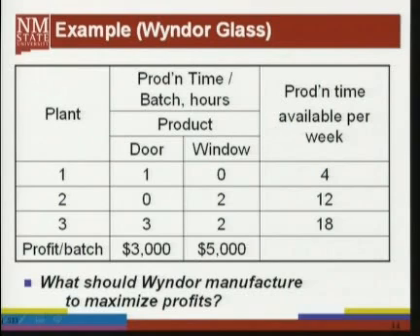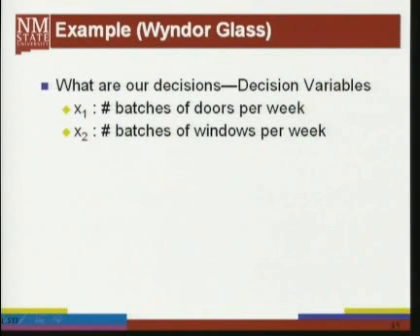So to formulate the mathematical linear programming model, we begin by defining the relevant decision variables, right? In any linear programming model, the decision variables should completely describe the decisions to be made. The manager in this company must decide how many doors and windows should be produced per week. So we define two decision variables, x1 and x2, which represent the number of batches of product number 1 and number 2, which are doors and windows, produced per week.